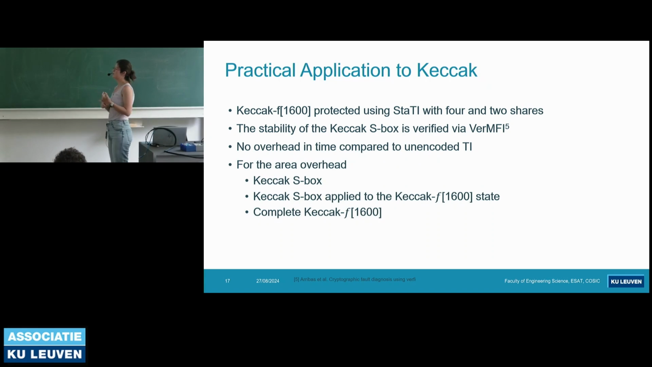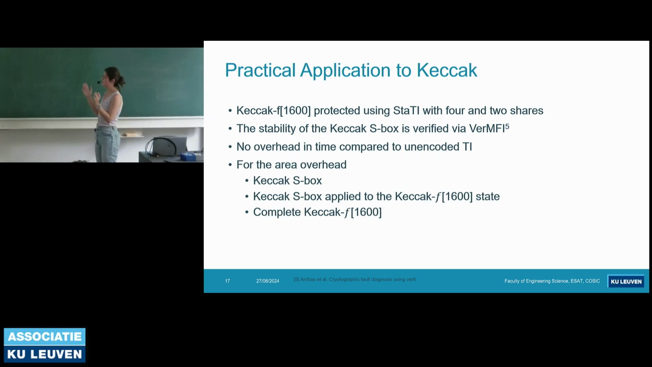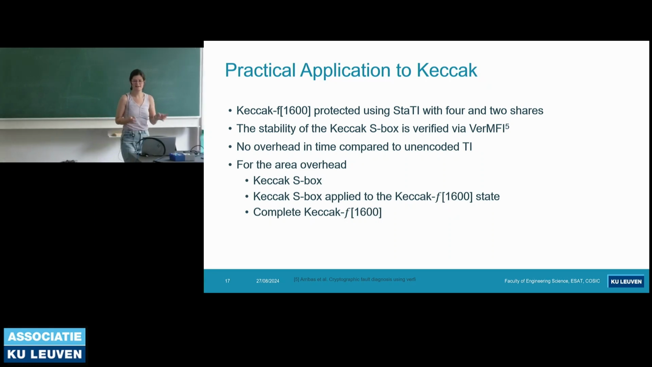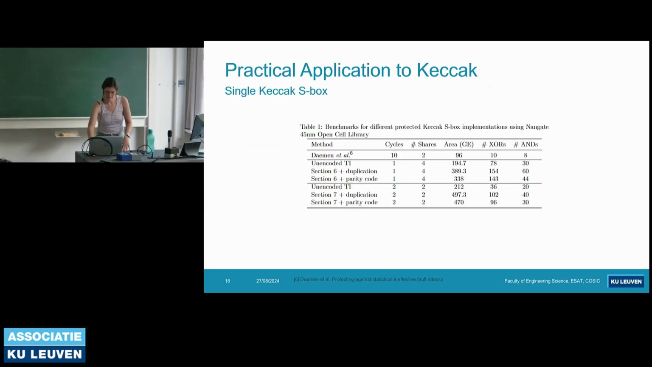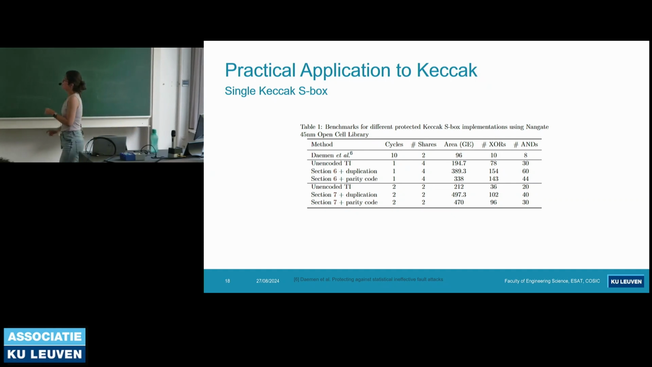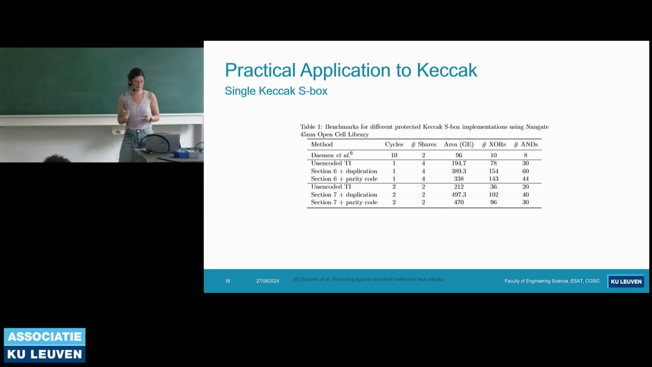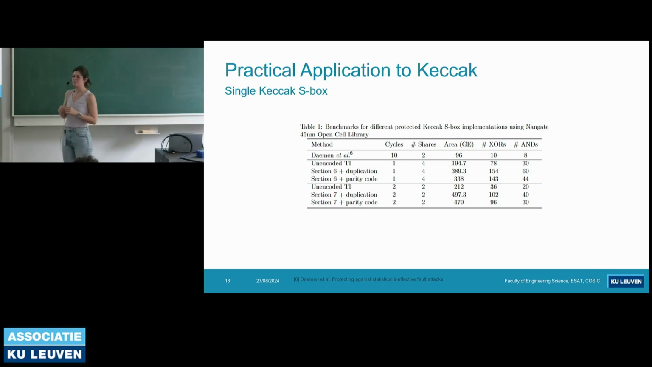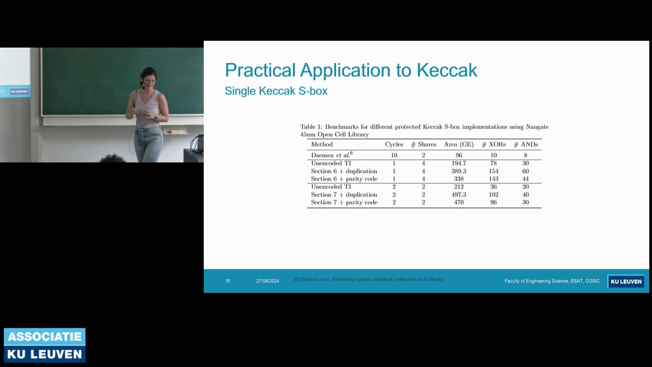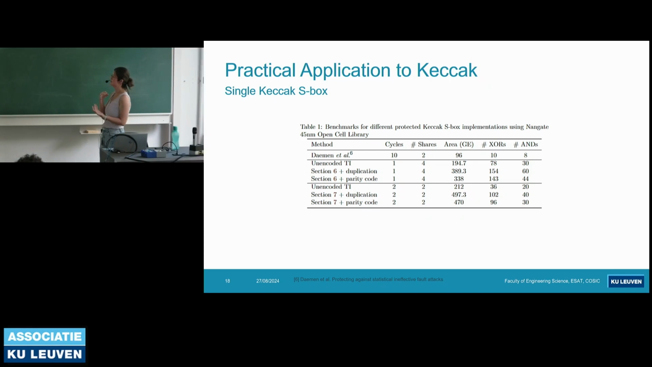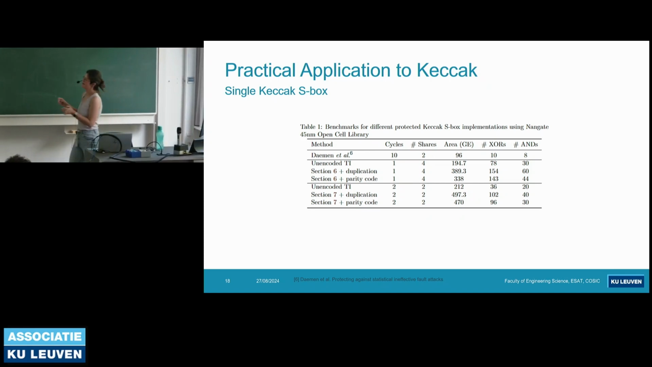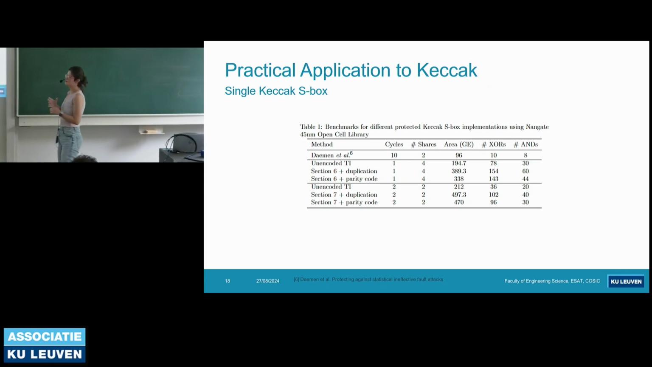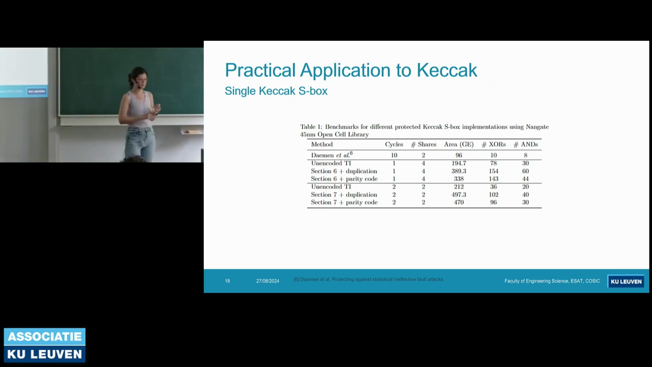Second, for the area overhead, we take a single Keccak S-box implementation, a Keccak S-box implementation applied to the whole state, and a full Keccak implementation. And we compare them with other protected implementations. First, this is the table for a single Keccak S-box. We have the protected Keccak using a countermeasure from Johan Daemen. And then the other ones are unencoded TI with 4 shares and 2 shares. And both implementations are protected using StaTI with duplication and parity codes.